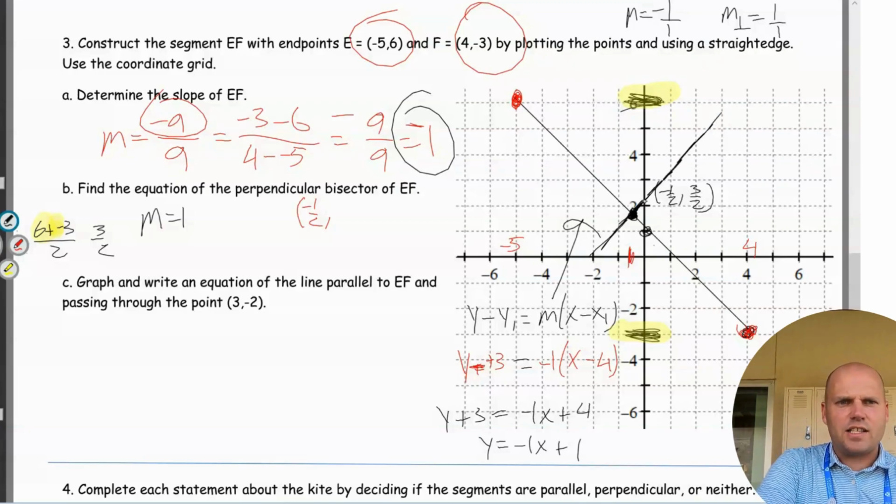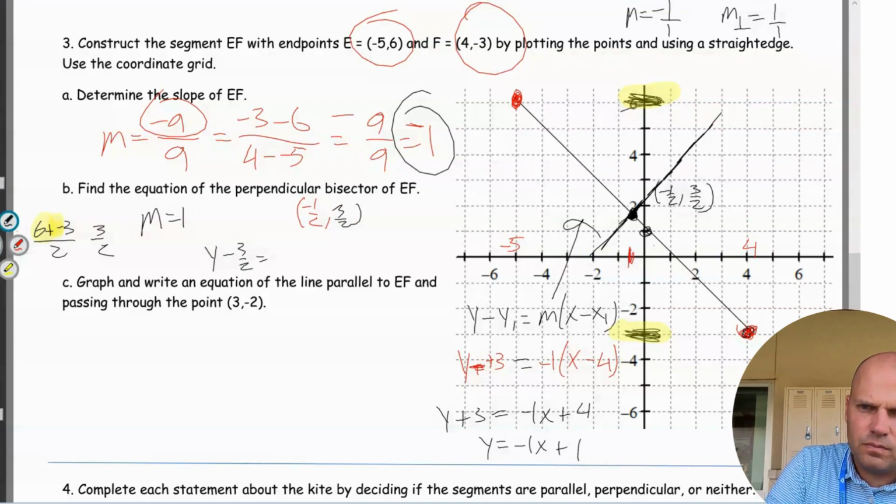Where is it going to cross? I don't know. Don't worry about it. Let's just finish it off in point slope. I'm sure this is very confusing to a lot of you because we didn't really talk about midpoints in class, but maybe we'll try to get there.